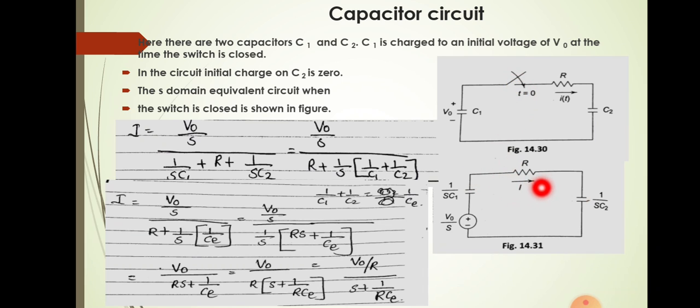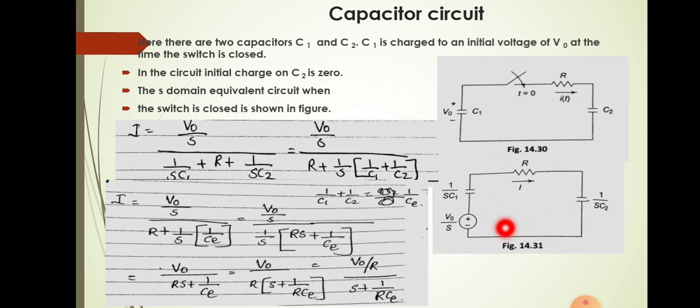Let I be I of S, the S domain equivalent of I of t. So you can find out the current through this circuit. Here I is the current. How can you find out this current?